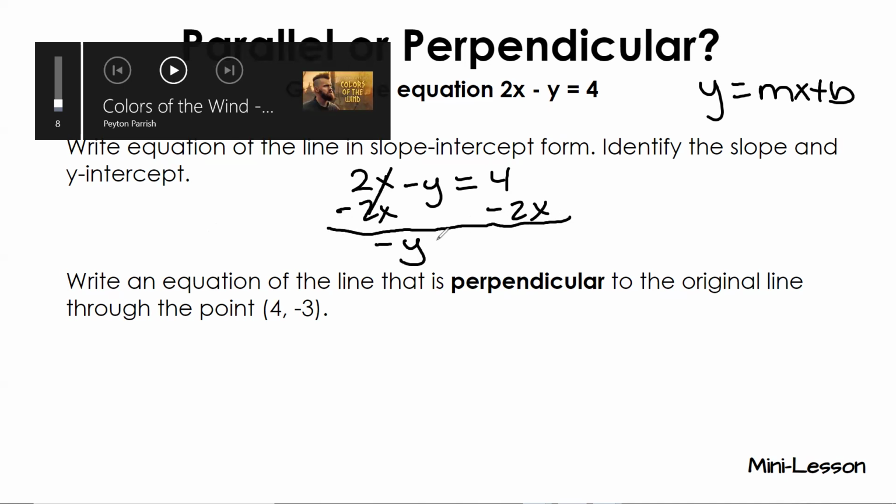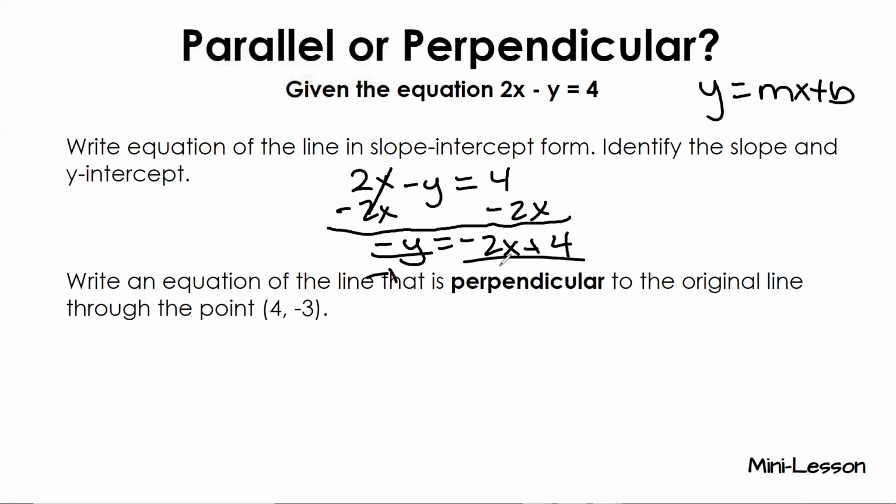And so that gives me -y equals -2x plus 4. We're going to divide everything by -1. When we do that, we're going to get y equals 2x minus 4. You got to be pretty comfortable with putting this into y equals mx plus b.